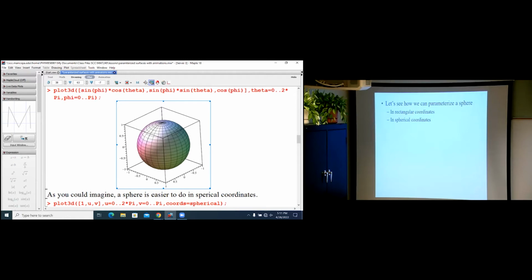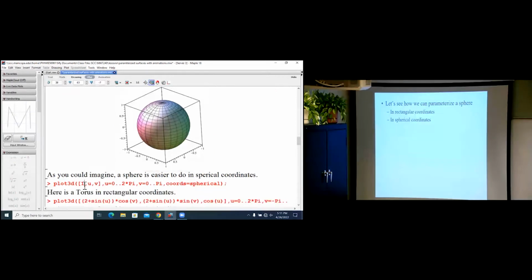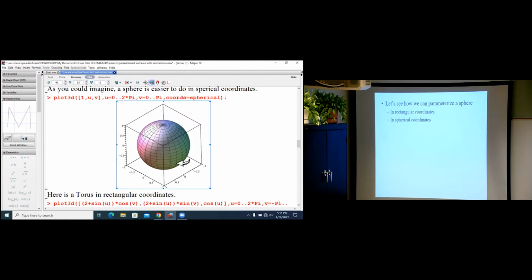Again, it's a sphere. Of course, it's going to be easier to do in spherical coordinates. That would just be rho is 1, theta we'll let go from 0 to 2 pi, and phi will let go from 0 to pi. And we get pretty much the same thing. So nothing too interesting yet.